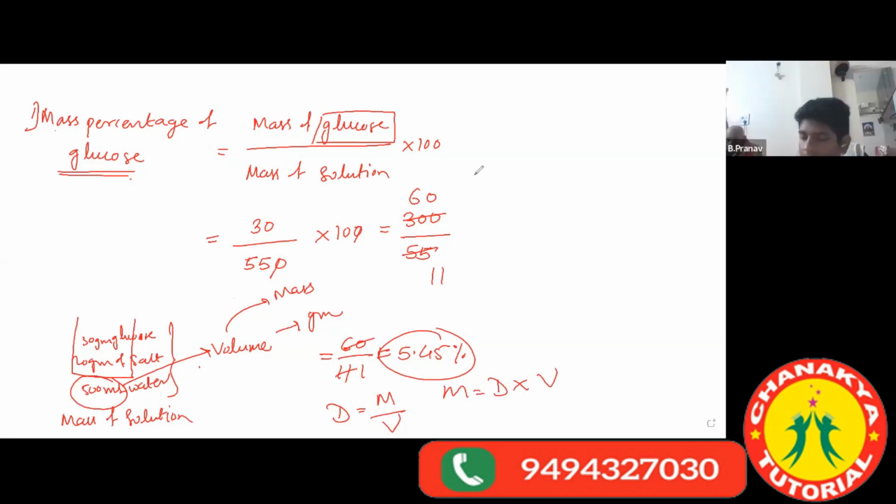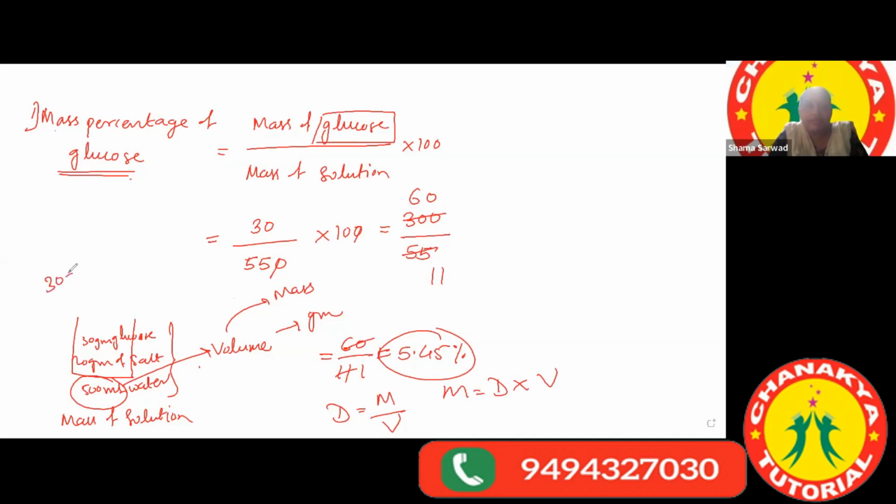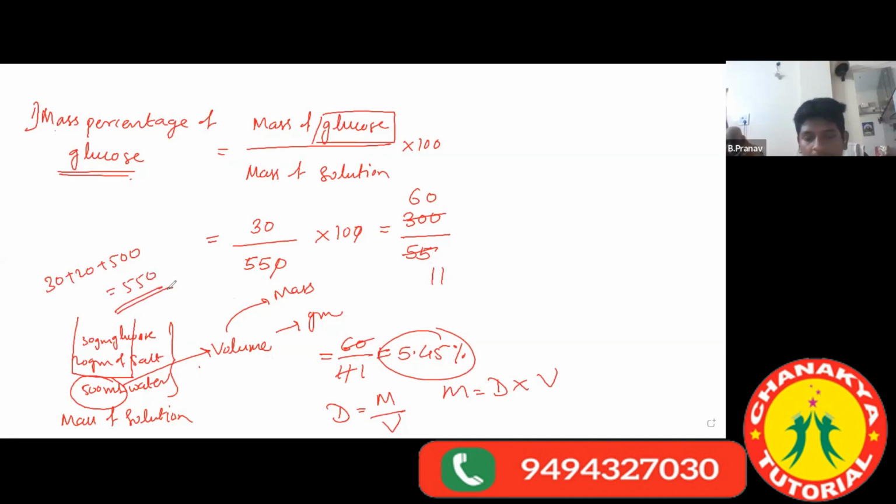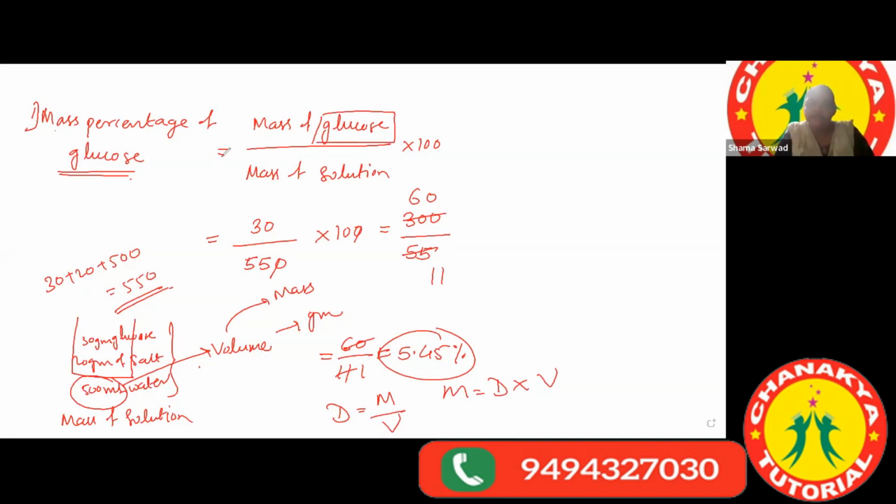Understood now? When you add 30 plus 20 plus 500, you will get 550. This is the mass of solution. Clear? So mass of solution would remain the same. This is what you calculated, the percentage for glucose. In the second part of this question, you have to calculate the percentage of salt. Correct? Yes, Rohit, correct answer.